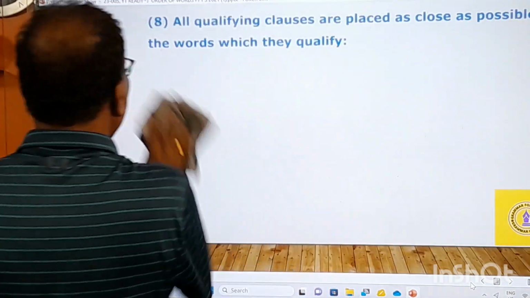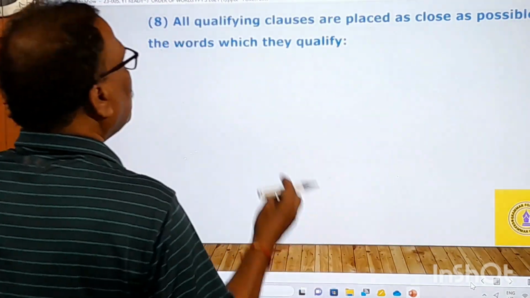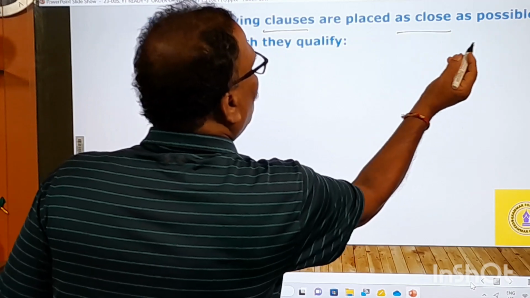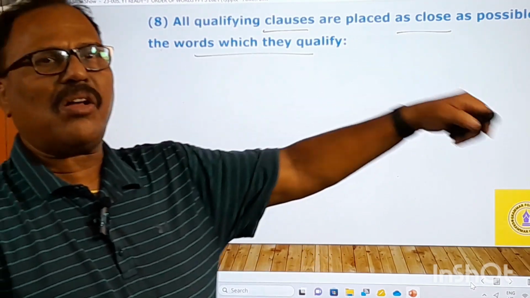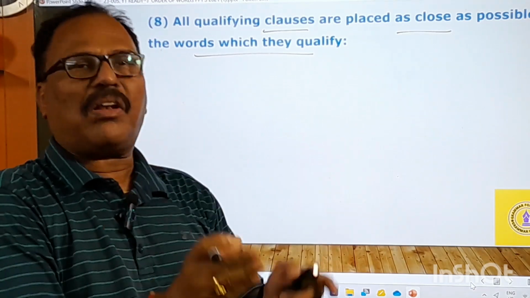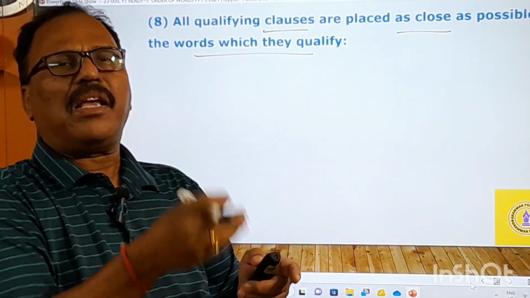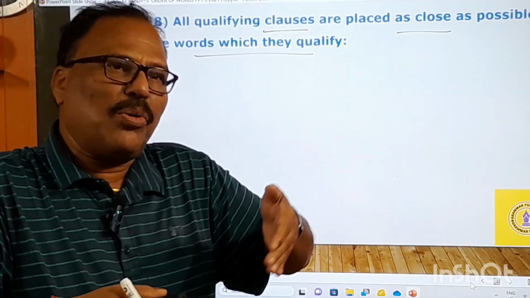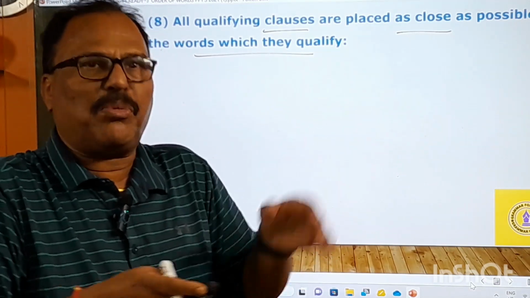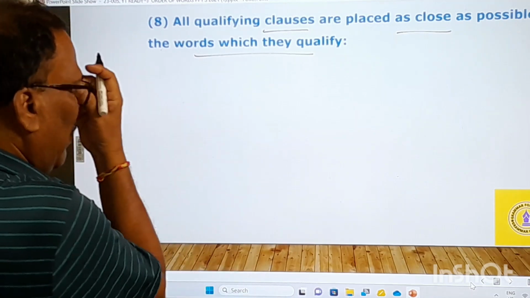So the eighth one is: all qualifying clauses are placed as close as possible to the words which they qualify. Qualifying clauses are there. Describing clauses are there. A clause means a small sentence, a mini sentence, that will be placed as close to the word as possible. That is the thing.